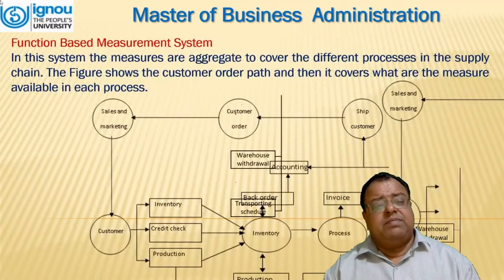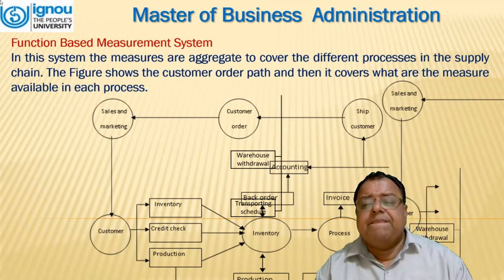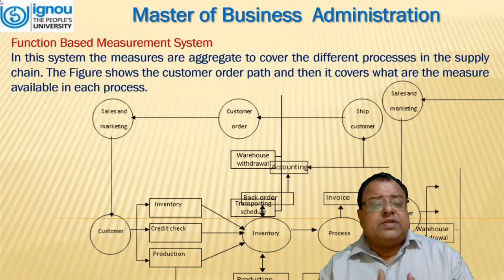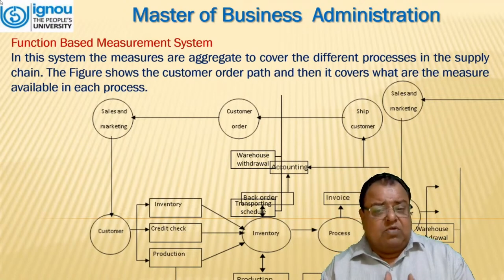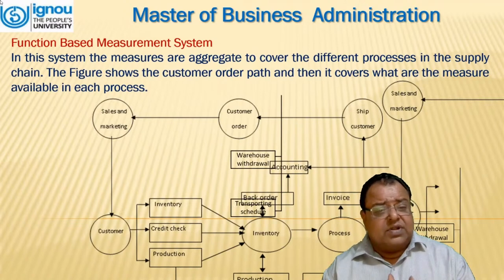This is the function-based measurement system. In this system, the measures are aggregated to cover the different processes in the supply chain. The figure shows the customer order path and then it covers what the measures available in each process are.